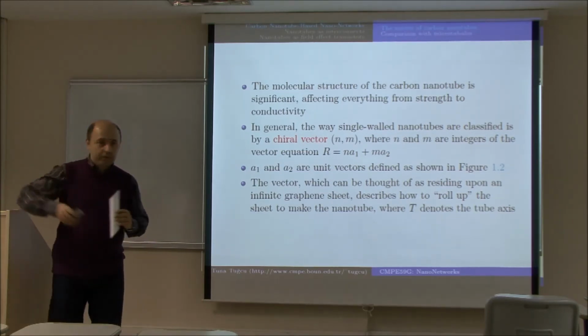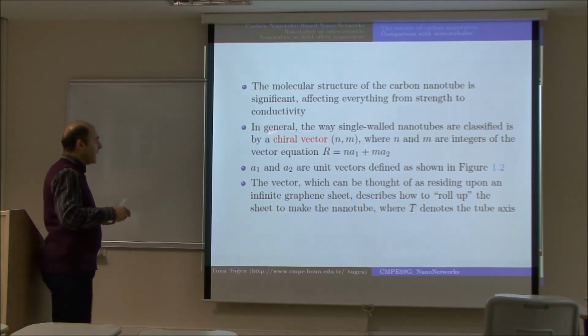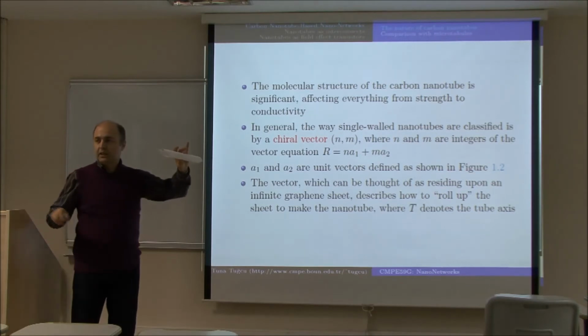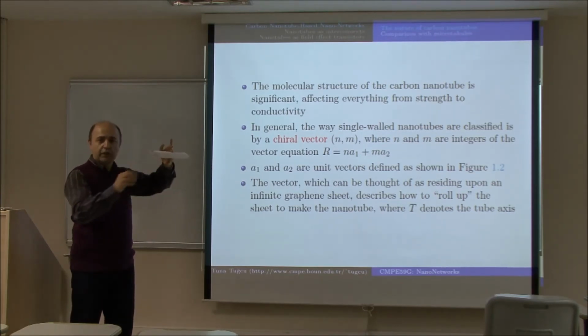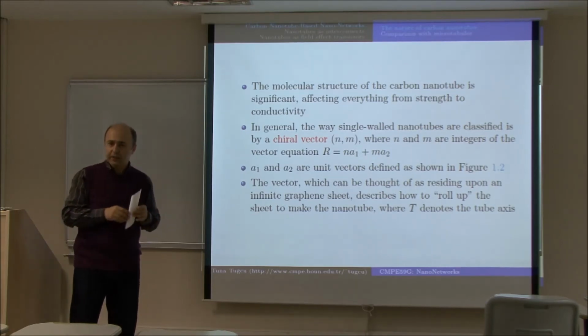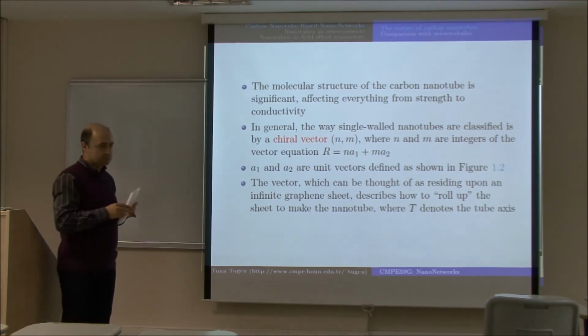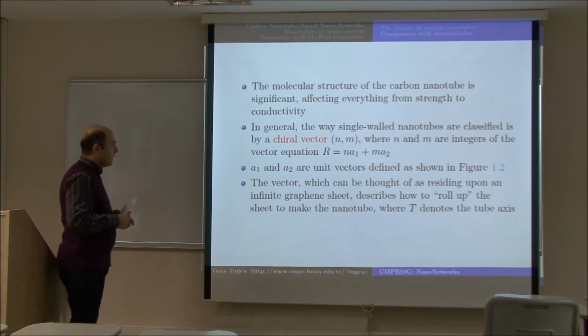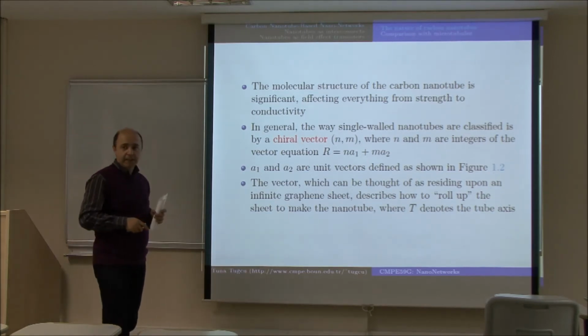Okay? So we will talk about something called a chiral vector. By the way, this is a single wall nanotube, because there is a single wall. You can make another roll around this, then it will be double. In general, we would call that multiple. Okay, let's focus on single wall. The rest is similar.